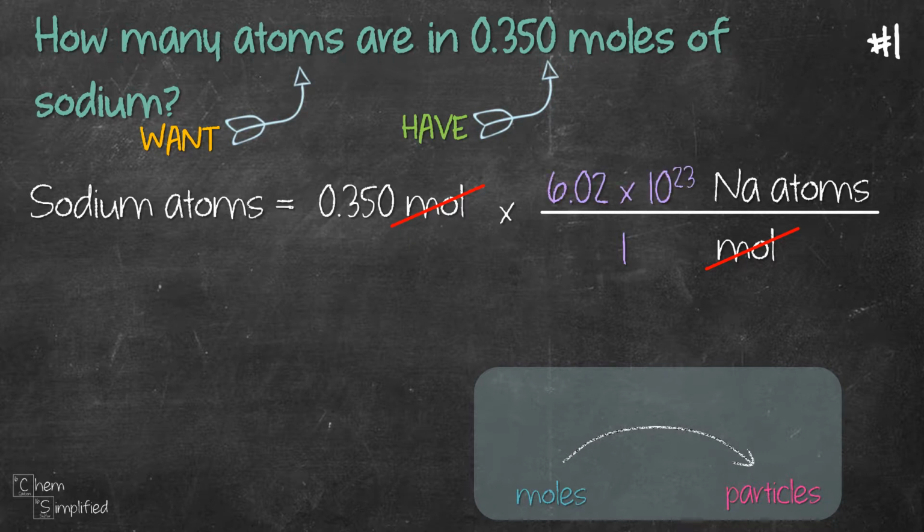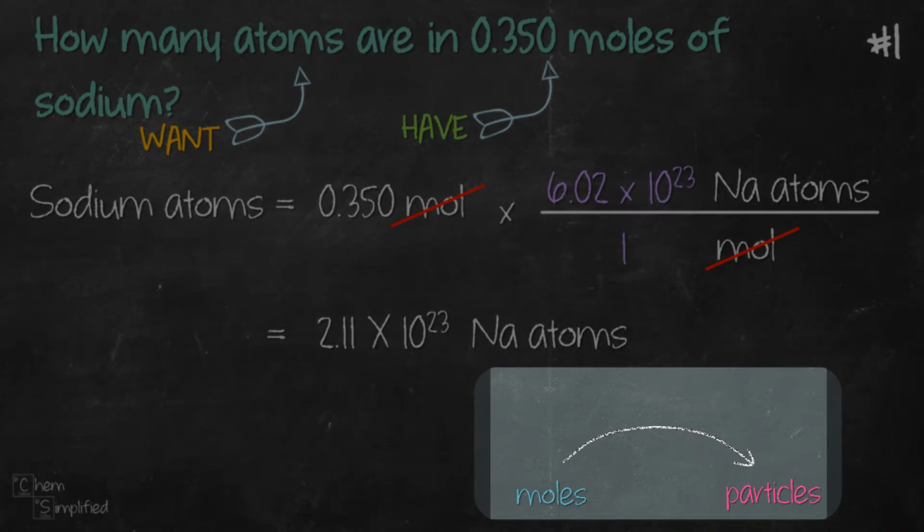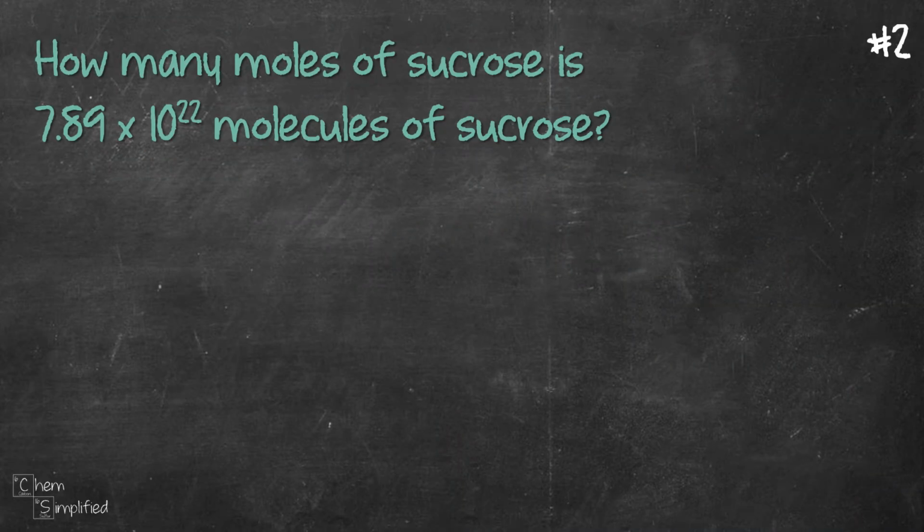atom. So we do the math, we have 0.350 times 6.02 times 10 to the 23 divided by 1, and we get 2.11 times 10 to the power of 23 sodium atoms. Now, if you're not a fan of dimensional analysis, which is the method that I just showed you, just remember, if you're given moles and you need to find the number of particles, just multiply the moles with 6.02 times 10 to the 23. Moving on to our second and final question.